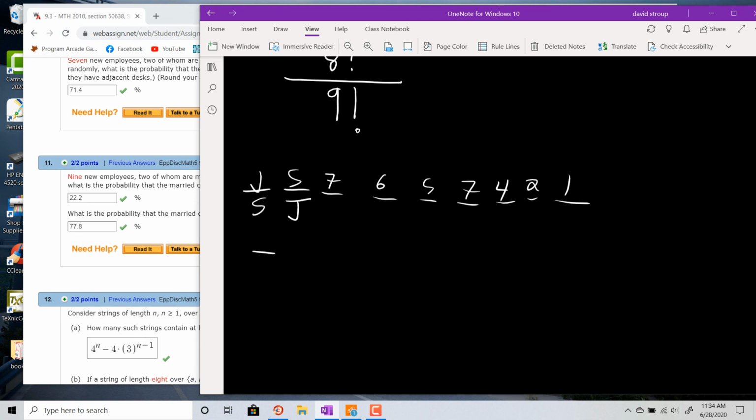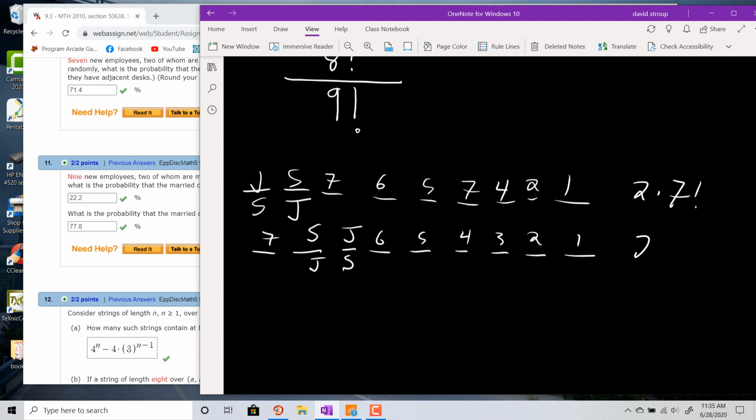Okay, and then in the next version of that, they could sit right here and here, or like this and this. Okay, and then the leftovers are 7, 6, 5, 4, 3, 2, 1. So there's 2 times 7 factorial ways here, 2 times 7 factorial ways here, and then you'll keep on going like that until they're sitting like this. And that'll be 2 times 7 factorial there.